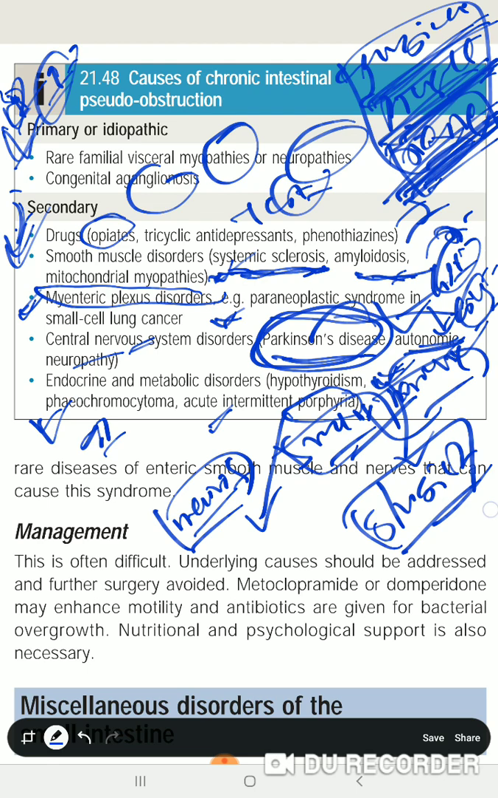And what is the cause of intestinal pseudo-obstruction? There is a primary cause and a secondary cause: problem in the muscle, problem in the nerves, and problem in the higher center controlling the muscles, such as nervous system control and hormonal control. And what is the treatment? Treating the primary cause, and also some symptomatic treatment including domperidone, and also psychological and nutritional support, and also the treatment of bacterial overgrowth.